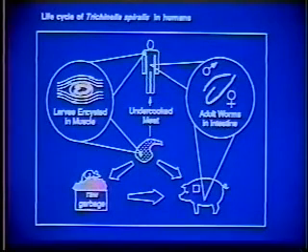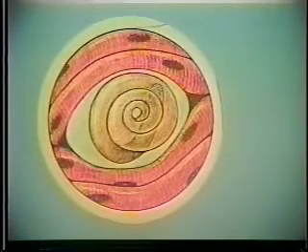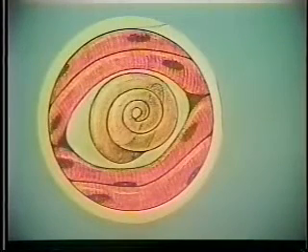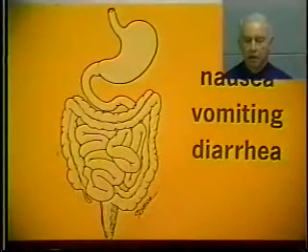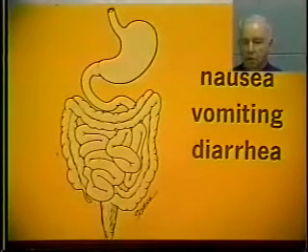Here with Trichinella spiralis, the encysted larvae are released within the gastrointestinal tract of humans. The larvae develop into mature worms. They mate, and this may result then in the clinical signs shown here among humans. Again, this is quite rare.